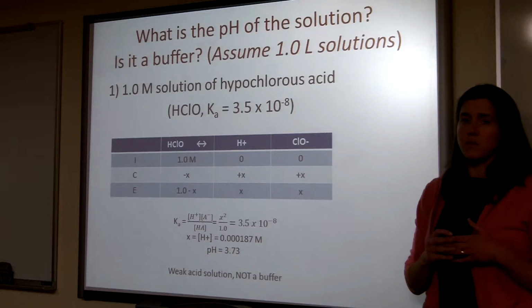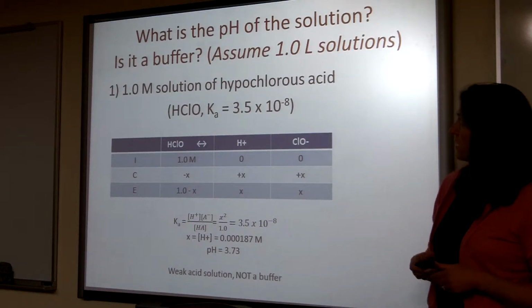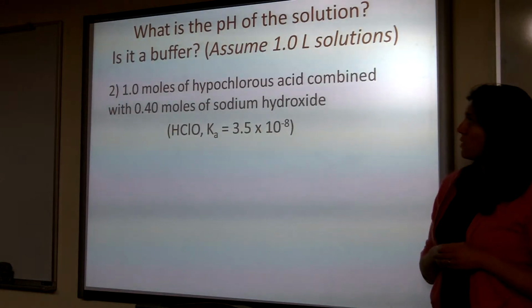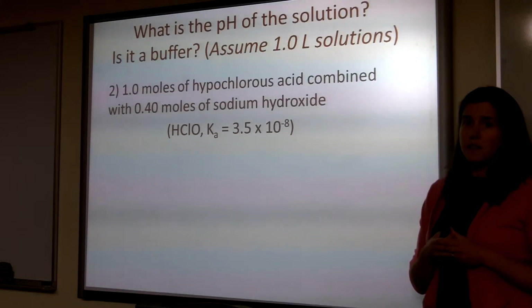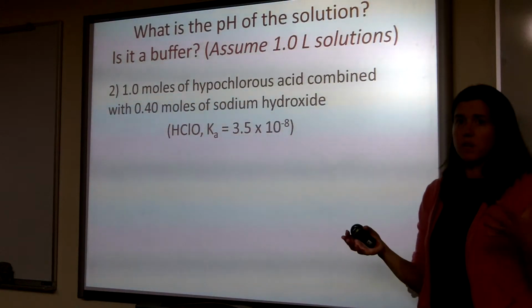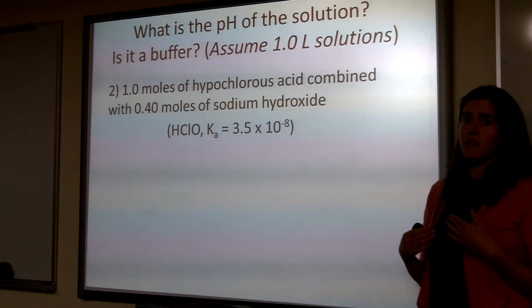So this is a solution of weak acid. It's not a buffer. It's got a pH of 3.7. Here's another scenario. Let's say you took 1 mole of hypochlorous acid and combined it with 0.4 moles of sodium hydroxide, and that was all dissolved in 1 liter. So the question is, is that a buffer? How do you find the pH of that solution?